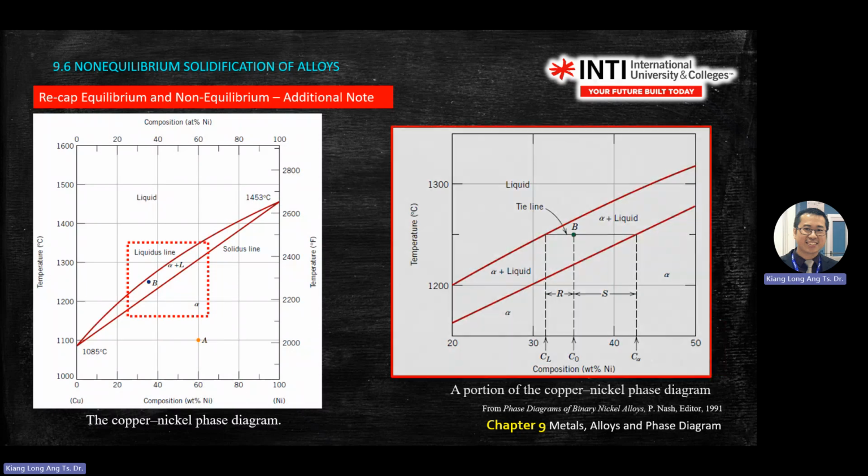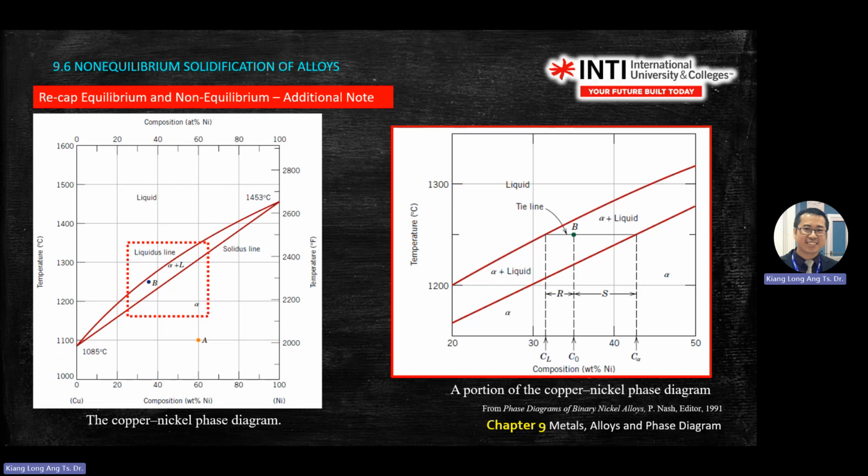This is just additional notes on the tie line and all this. Okay, so here is L, this one is L, this one is O, this one is S, LOS. To find the percentage of solid, you take this part. To find the percentage of liquid, you find this part.